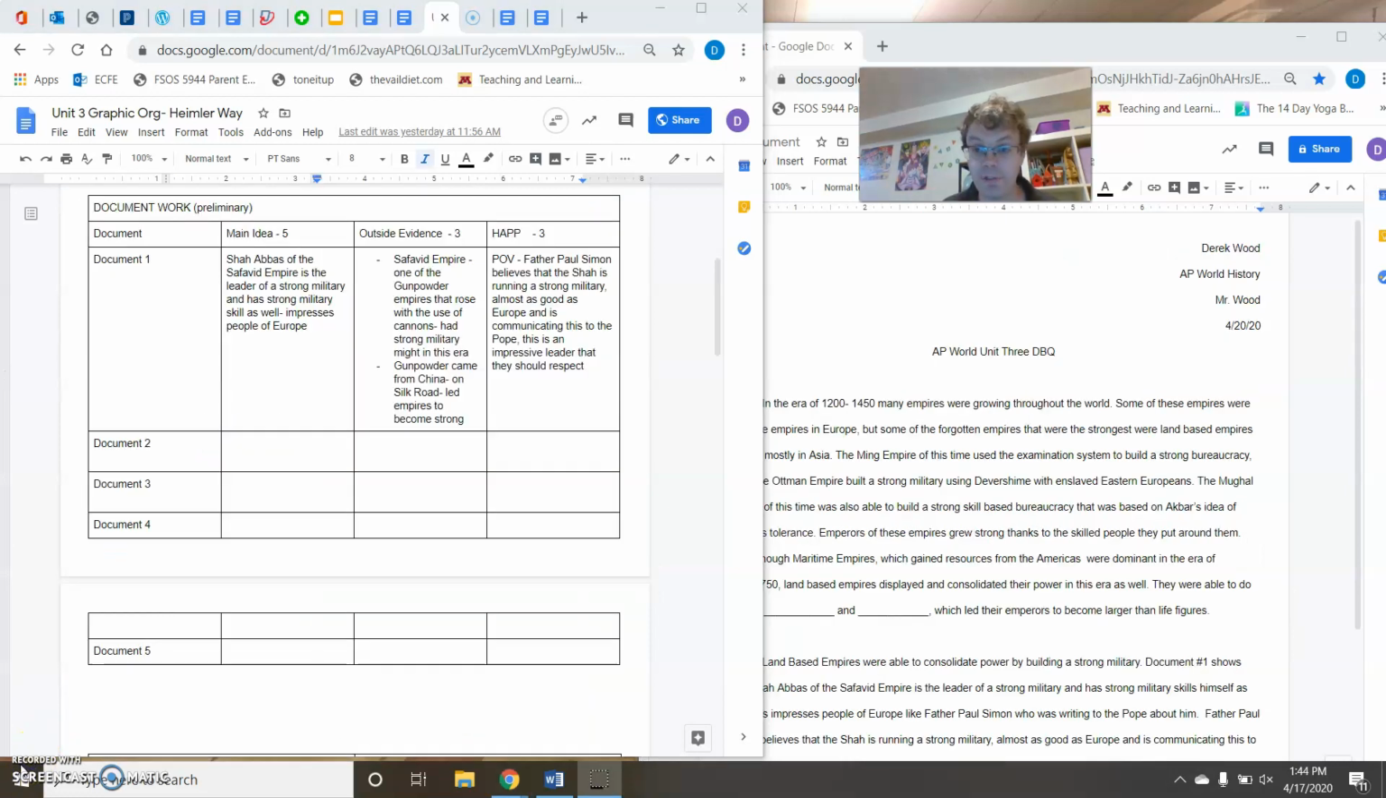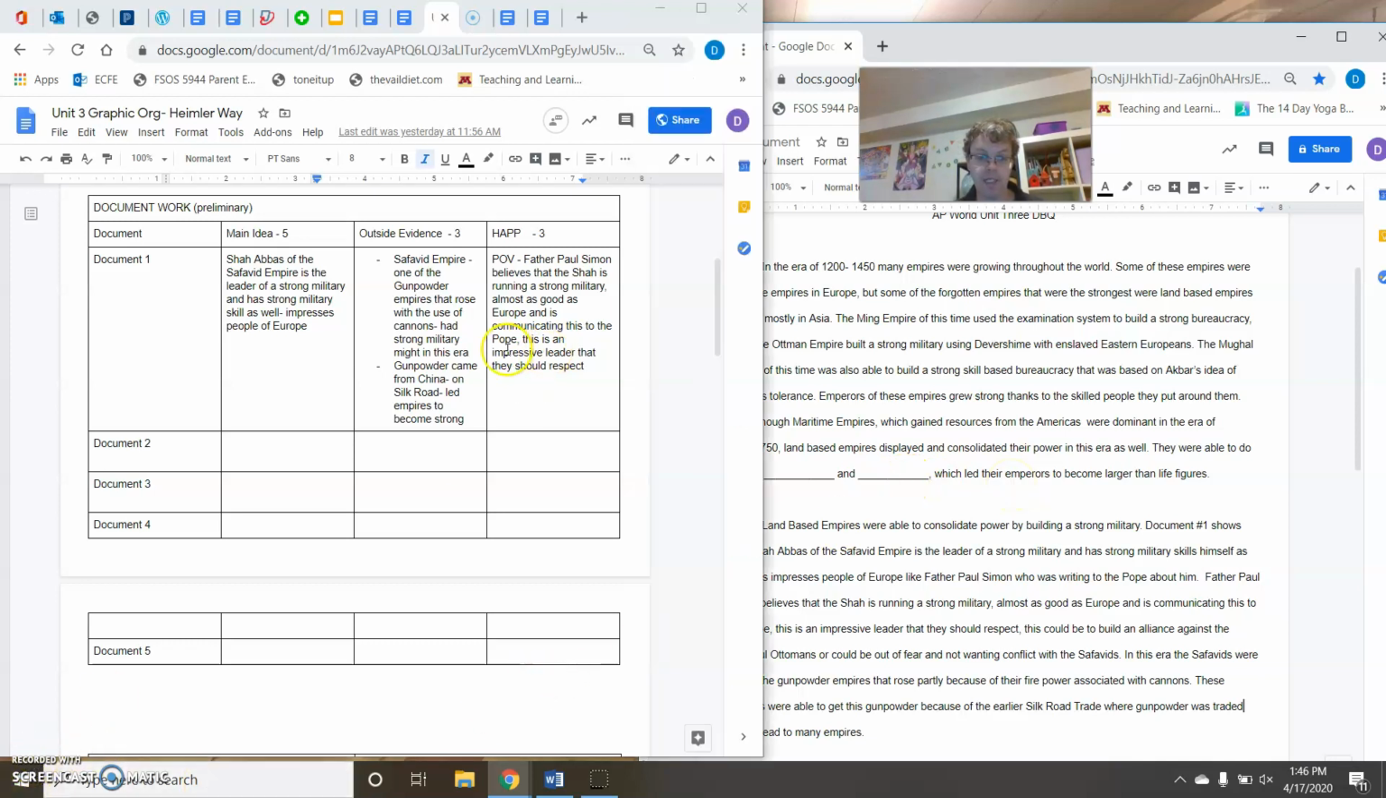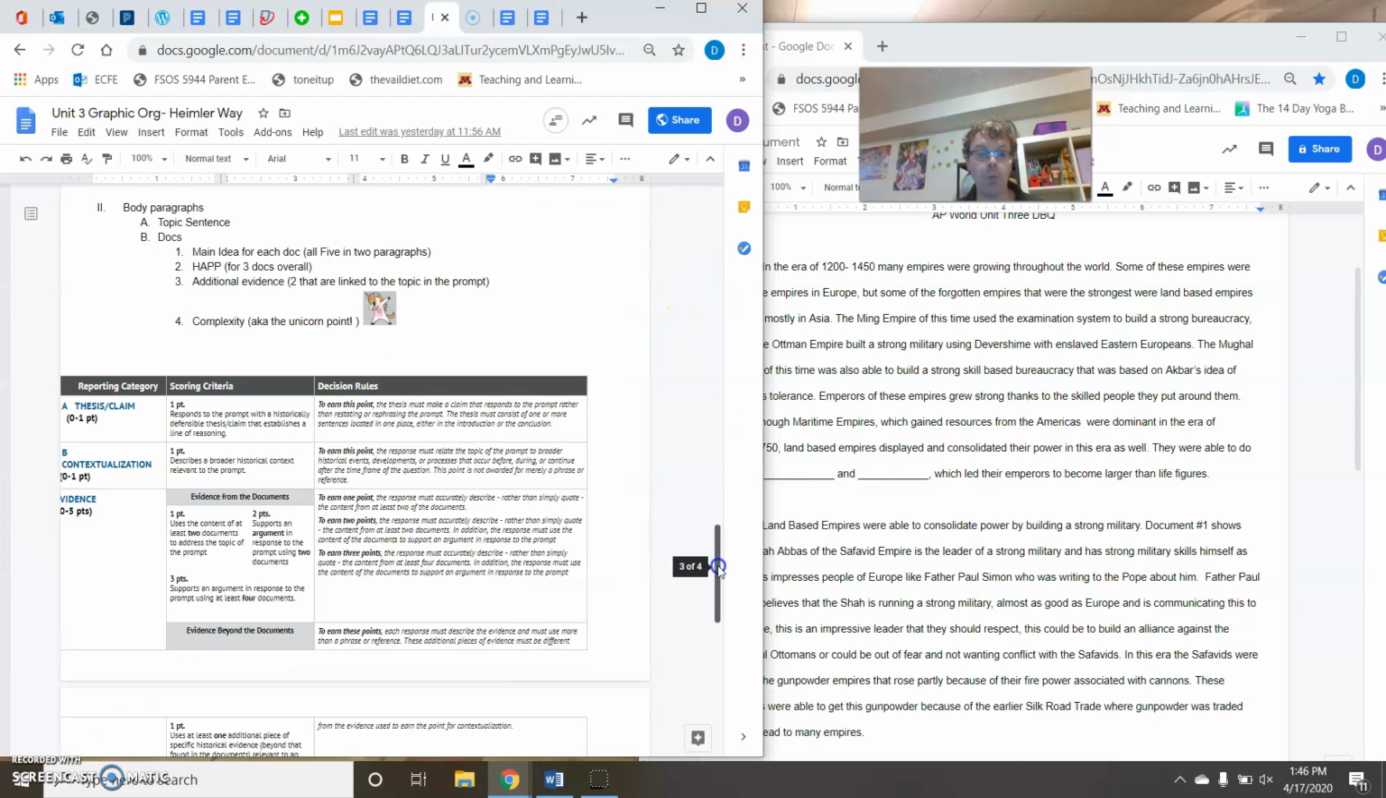Let me throw in some outside evidence. All right, here we go. What I added here to give myself the outside evidence: in this era, the Safavids were one of the gunpowder empires that rose partly because of the firepower associated with cannons. These emperors were able to get this gunpowder because of the earlier Silk Road trade where gunpowder was traded and spread to many empires. So what did I get? I just got the outside evidence point, and I got 1 of them.